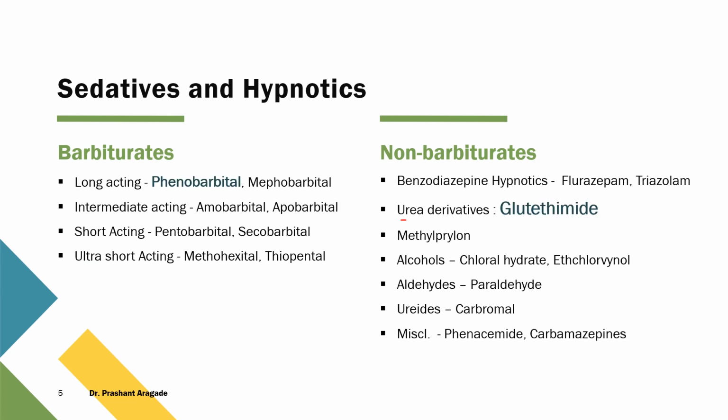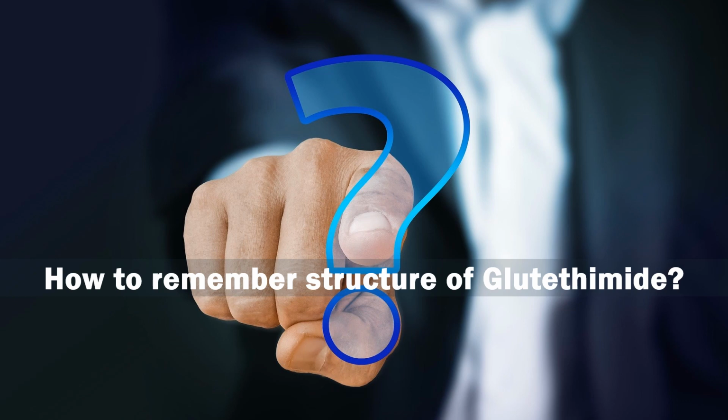Glutathione is an example of urea derivatives, and it contains piperidine as a heterocyclic ring. So remember, glutathione has piperidine as a basic heterocyclic ring in its structure. So let's see how to remember the structure of glutathione first. I am going to share the tricks and tips to remember the structure of glutathione. If you practice it, definitely it will be useful to you to remember the chemical structure.